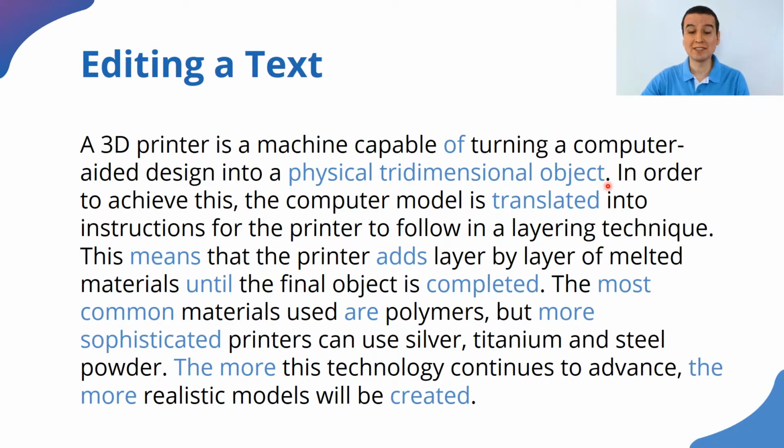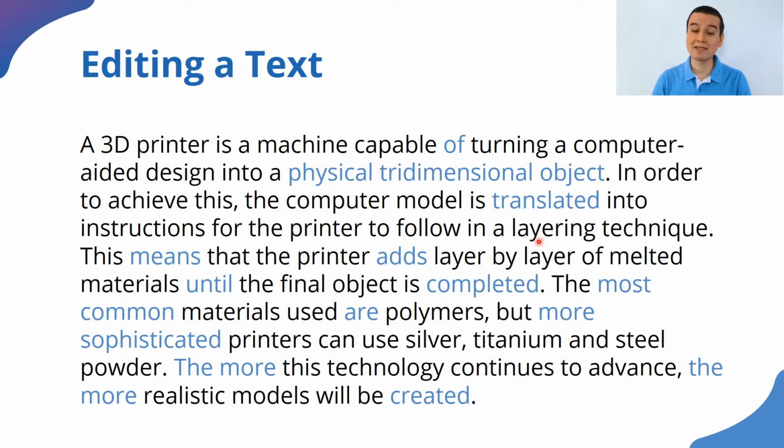In order to achieve this, the computer model is translated. We need a past participle form there. It's translated into instructions for the printer to follow in a layering technique. So what we see is that what they do is they give the printer instructions and it prints the object in layers until it reaches the top.